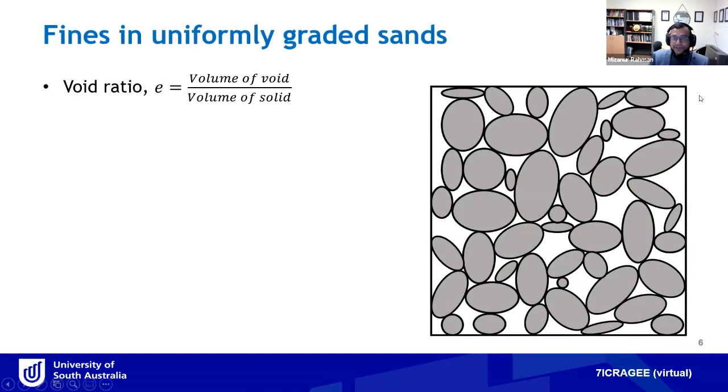Here in this figure, I have a schematic diagram of sand particles. These are the sand particles randomly distributed, and in between we have void space, maybe filled with water. The void ratio of this particular arrangement would be the volume of void divided by the volume of solid. For this arrangement, the void ratio is constant at the moment. With the fabric, if we change the orientation of the particles, it might change, but let's not talk about fabric at this moment. But for this arrangement, this is the void ratio.